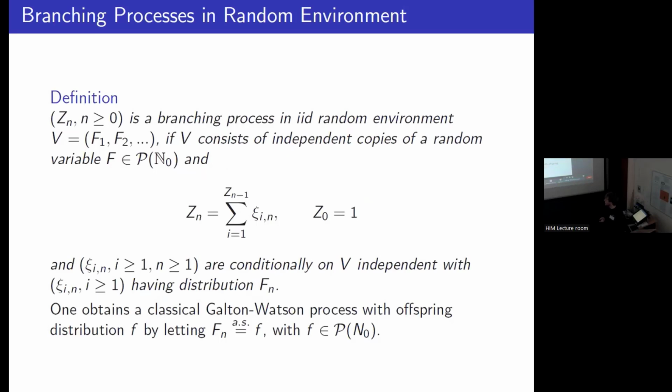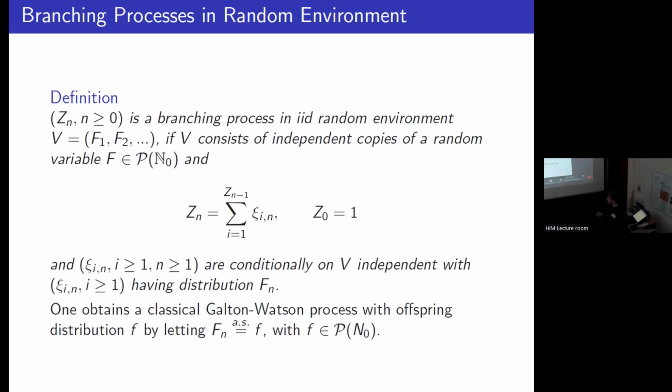Now let me define the main object of this talk, which is a branching process in IID random environment. It works more or less the same as the classical Galton-Watson process. We start with a single individual just for convenience; we could start with any number of individuals, but we will start with 1. The next generation, Z_n, is always composed of Z_{n-1} times these ξ_{i,n}, which give the number of offspring of individual i in generation n. What is new is that these ξ_{i,n} have the distribution F_n. So over the flow of time, the offspring distribution changes, and it changes in a random manner.